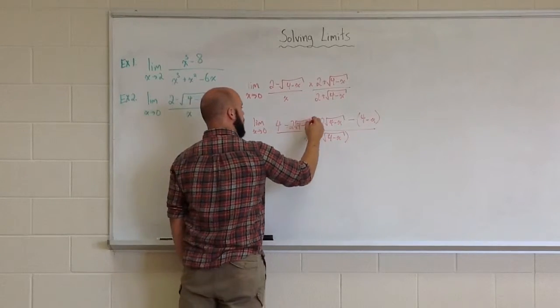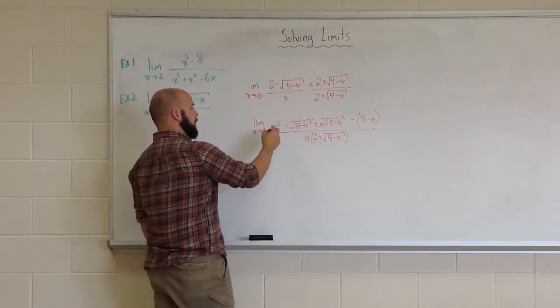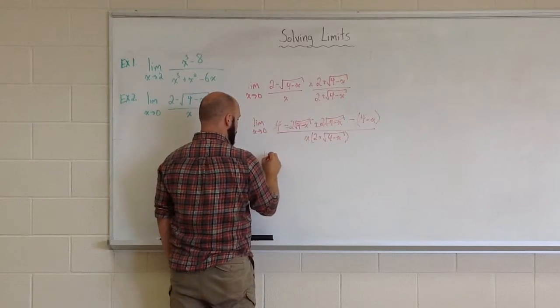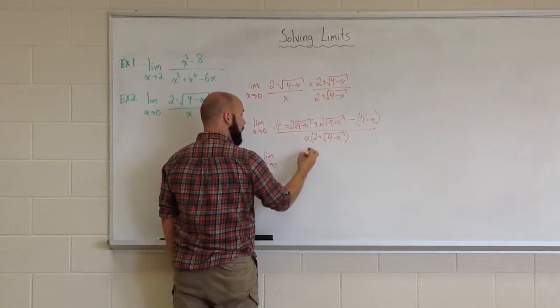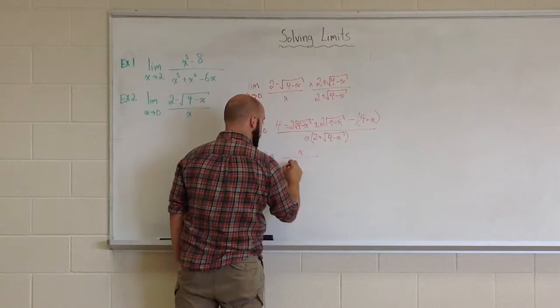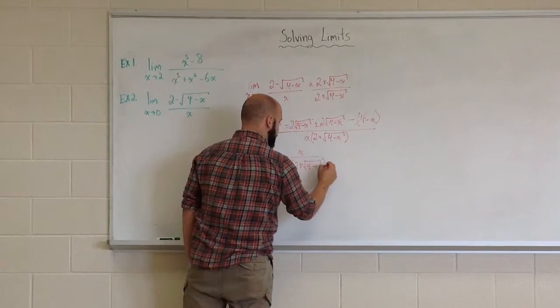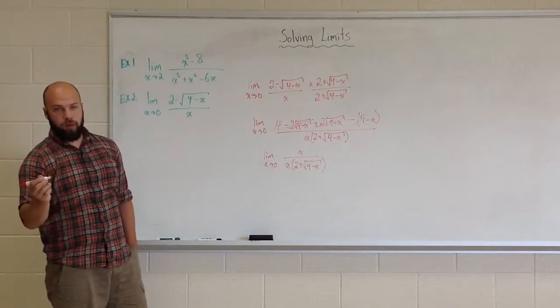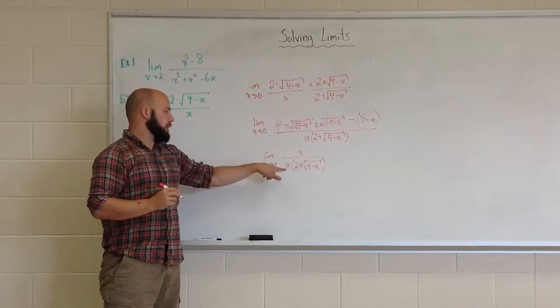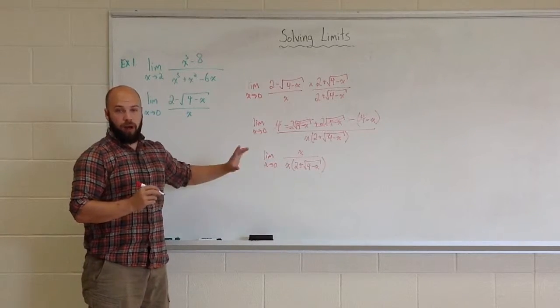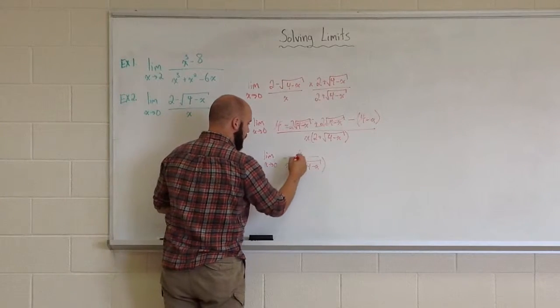These two terms cross out, and the 4 minus 4 crosses out, so we're left with the limit as x approaches 0 of x over x times 2 plus the square root of 4 minus x. Once we've done all those cancellations, the x and the x can cross out, meaning that plugging 0 in will not give us 0 over 0.